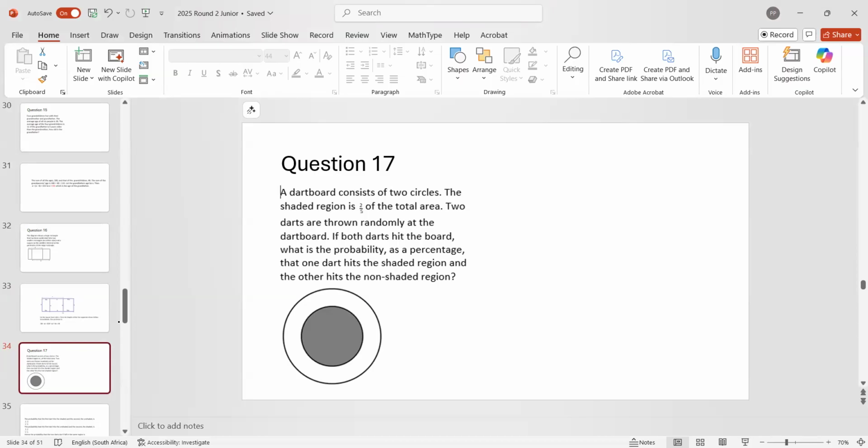Now, if both darts hit the board, what is the probability as a percentage that one dart hits the shaded region and the other hits the non-shaded region? Right, now, this is a question on probability. Now, I think maybe the best way to do this is assume what the area is. Just say, let the area be something. And I got 2/5.